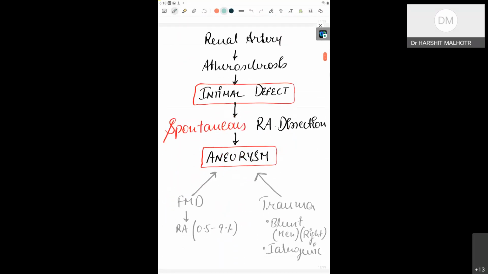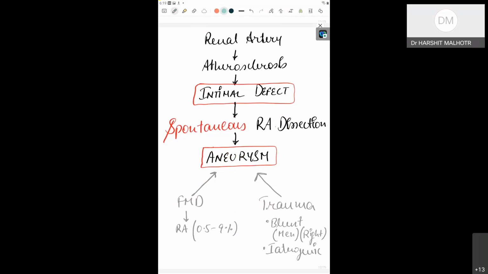Now, to point to the mechanism again. In the renal artery, when there is atherosclerosis, there is an intimal defect. Because of this intimal defect, there is weakening, and hence there can be spontaneous renal artery dissection, which leads to aneurysm formation. Now, this is the mechanism related to atherosclerosis.